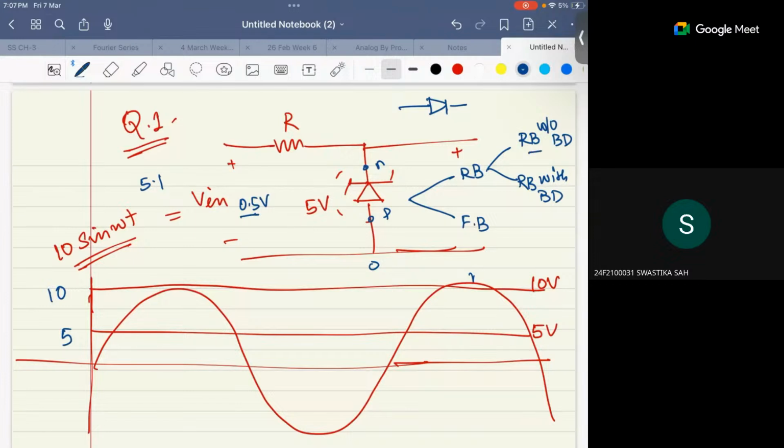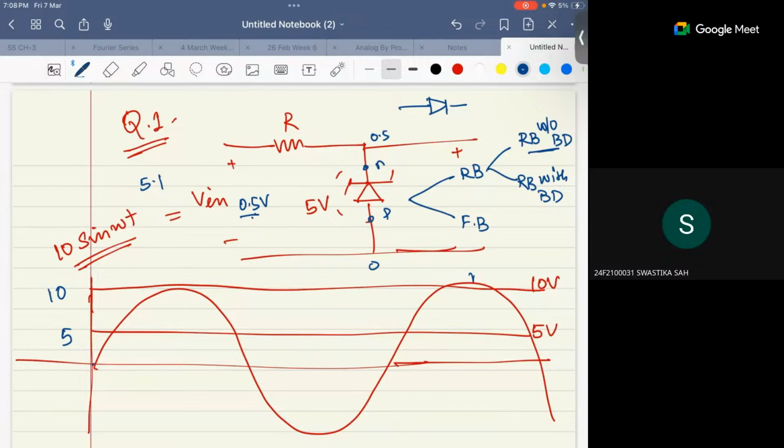Now I don't know whether it will work in breakdown or not. So if the voltage is from 0 to 5, let's for example, this is 0.5, here it is 0. What did I say? If the potential across a Zener diode is not crossing the breakdown voltage, it will work in reverse bias without breakdown. During that time, it will work as a normal diode. How does the normal diode work in reverse bias? It will be an open circuit, correct?